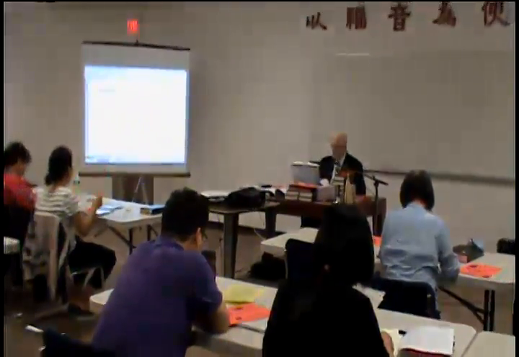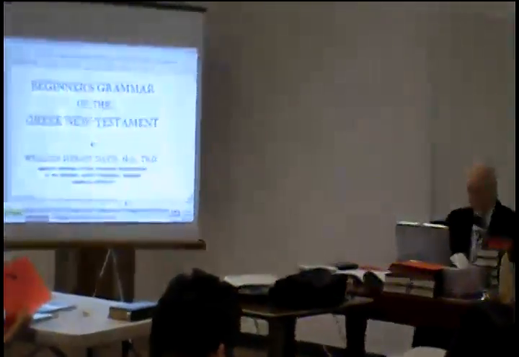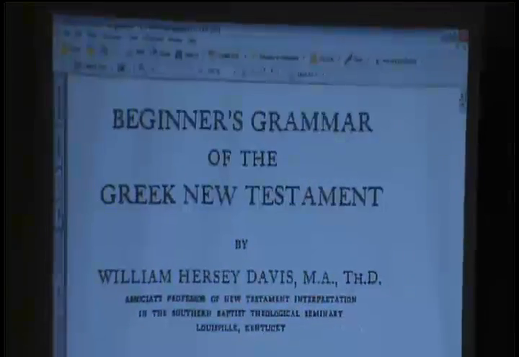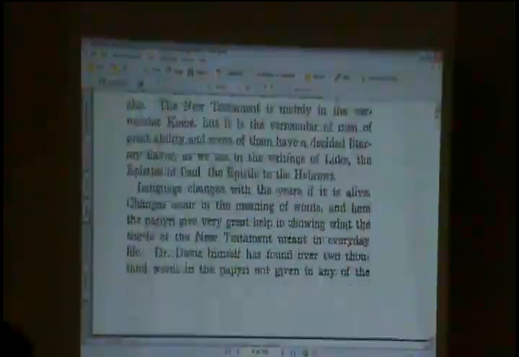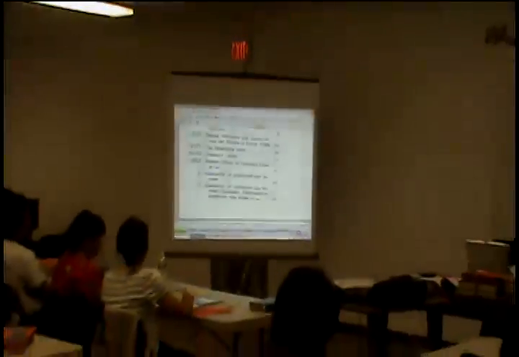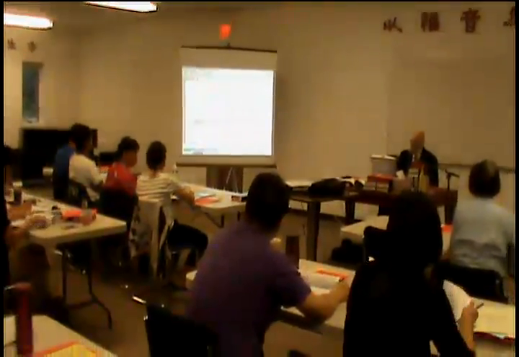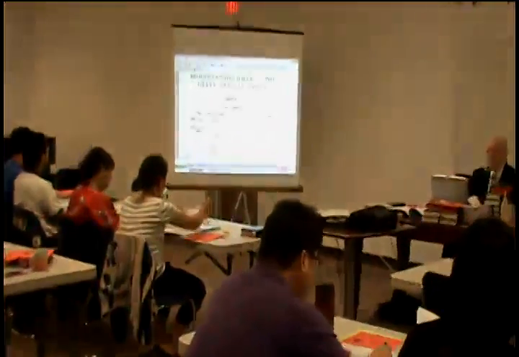All right, now we're beginning. Notice the first page, Beginner's Grammar, Greek New Testament, William Hersey Davis. We're going to move ahead now to lesson number 1. So let me go a little bit faster to lesson number 1. Go to lesson number 1 in your pages, and we'll find out where that is. Lesson number 1.